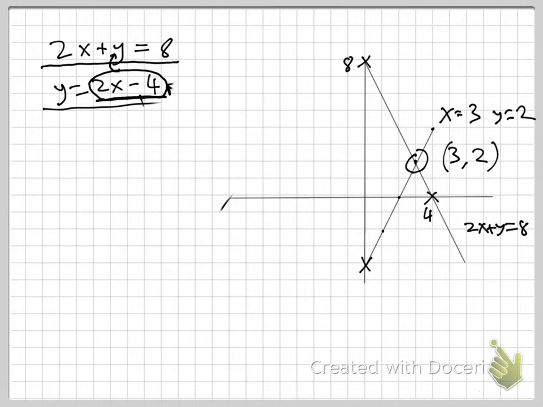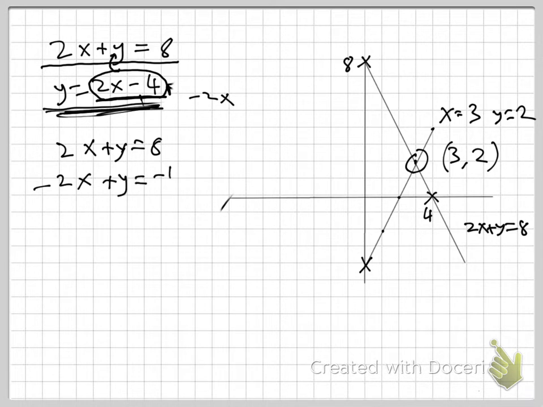So again, I've got 2x plus y equals 8. But I'm going to rearrange this. I'm going to put the x's and the y's on the same side. I'm going to take away 2x from both sides. I'll have this. Okay, so this equation becomes that one there. If I just take away 2x from both sides, okay? In other words, I got rid of that 2x.